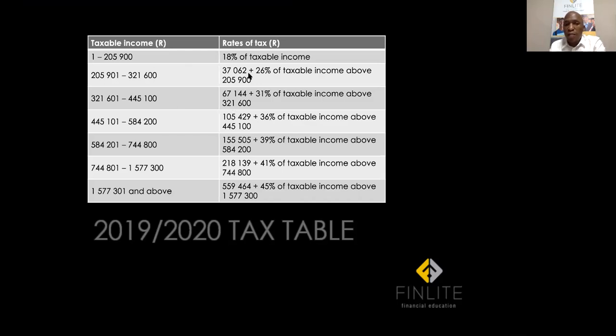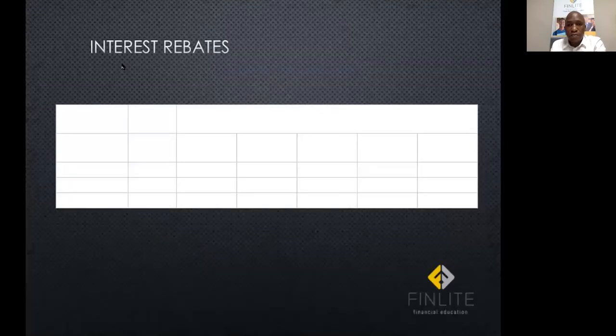I'll just explain one on how this tax table works out. So you're looking at the people that are earning between R1 and 205,900.